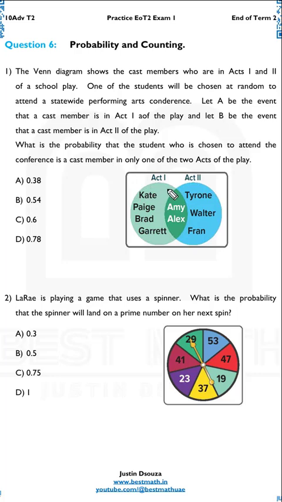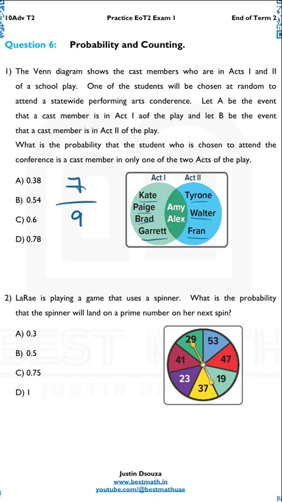So how many are only in one of the acts? Skate, Paige, Brad, Garrett, Tyron, Walter, Fran. So it is 4, 5, 6, 7 possibilities are there. This is the desired outcome, divided by the total outcome. How many are there in total? 9 people. But we do not consider Amy and Alex for the above. Why? Because we need only those who are participating in one of the acts. Because Amy and Alex are in both acts, isn't it? So 7 by 9 is the correct answer. It's 0.77. This is the answer.